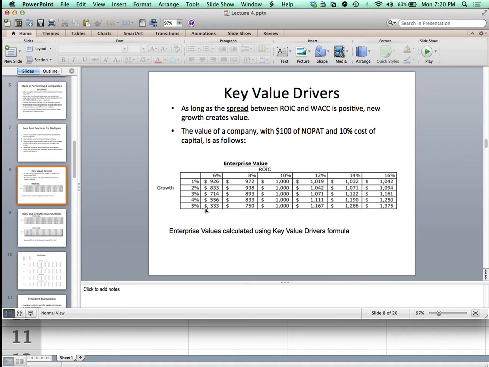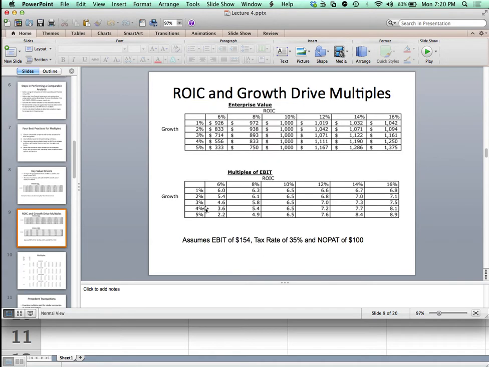Right? So all I'm going to do on the next page is take this table, and if I have 100 of NOPAT, which is my profit after tax, and just assume a 35% tax rate, then my pre-tax profit, my EBIT, would be 154. Okay, I'm just adding in the 35% of taxes. So 154 pre-tax is 100 after tax at a 35% tax rate, which is the U.S. corporate tax rate that no corporation actually pays.